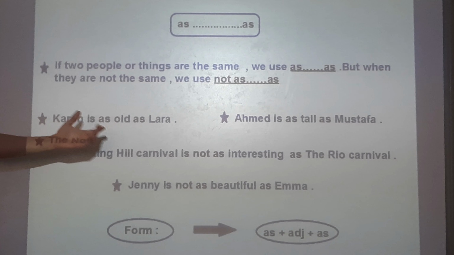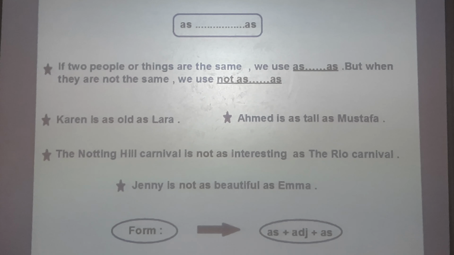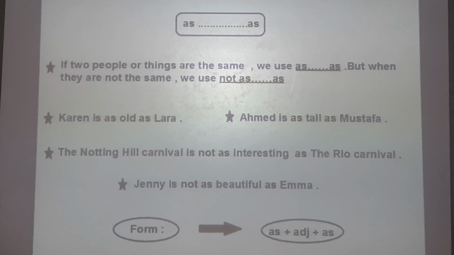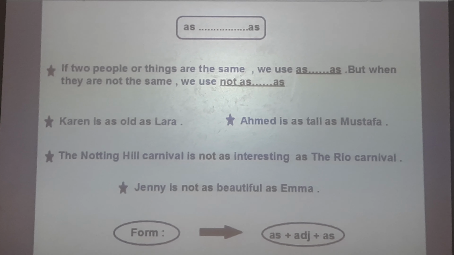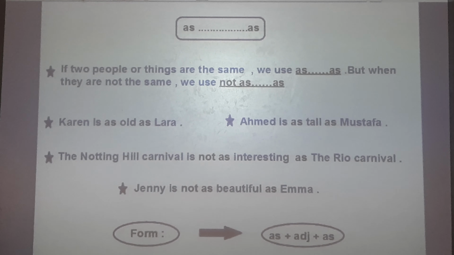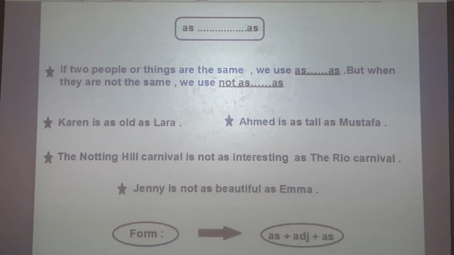Here they are at the same level of the adjective, but here the Notting Hill Carnival isn't as interesting as the Rio Carnival. So they aren't the same. The Notting Hill Carnival isn't as interesting as the Rio Carnival. Jenny isn't as beautiful as Emma. So Emma is more beautiful than Jenny.